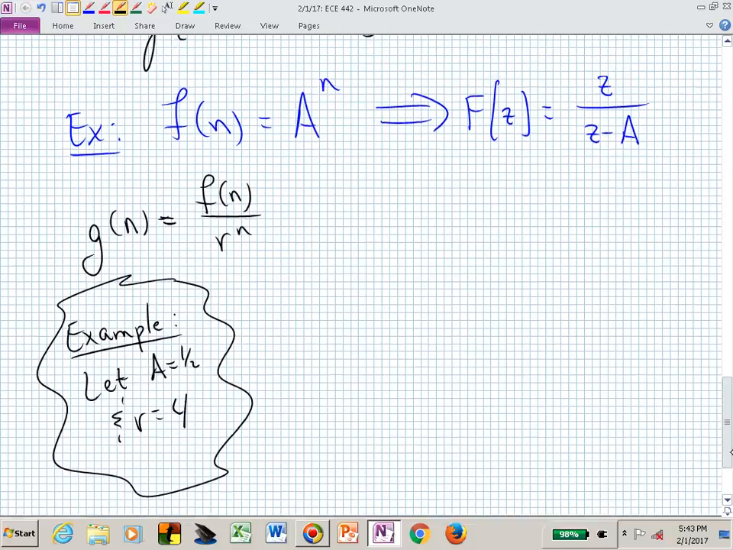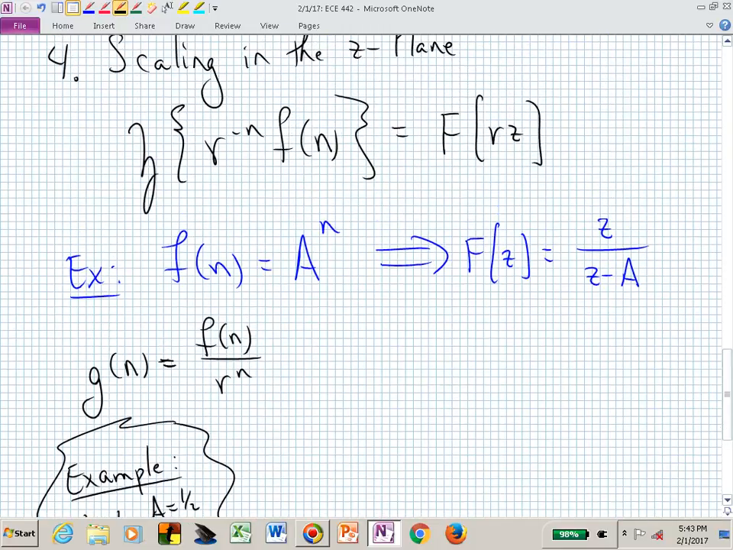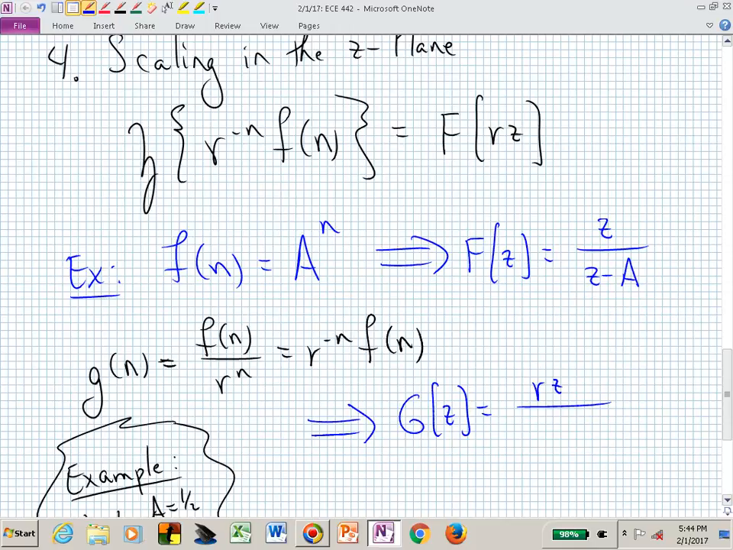Well, to use this particular theorem, this can in fact be rewritten to be consistent with the theorem's expression. And that says that if we use this theorem, the Z transform of little g of n, everywhere I see a z in F of z, I replace it with rz. Now I have z in the numerator, that would now be rz. In the denominator I have a z, and that's now rz minus a.